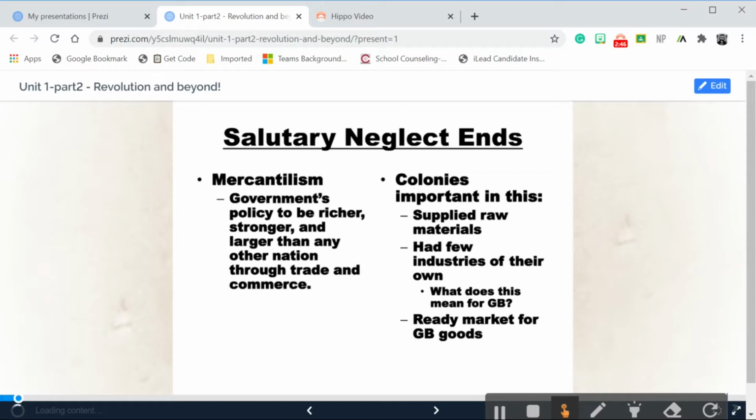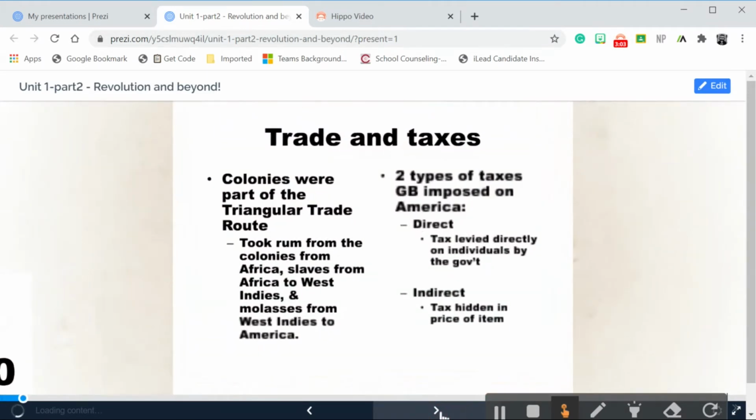Great Britain felt that they needed to have a stronger control over the upstart colonies. And what does that mean? You basically have more military being put into place. And remember, the colonies supply raw materials and have few industries of their own. Everything is mainly done by Great Britain. Colonies were part of the triangular trade route: rum from the colonies to Africa, slaves from Africa to the West Indies, and molasses from the West Indies to America.